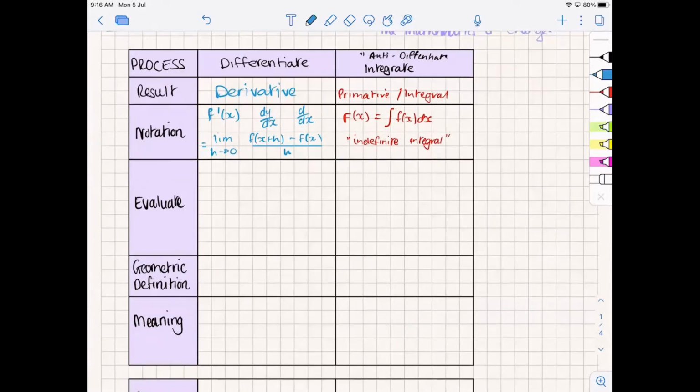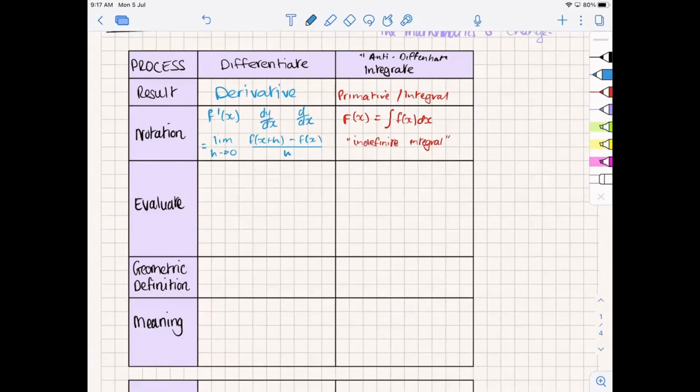When we evaluate derivatives, we evaluate them very simply. If I ask you to find me the derivative at x equal to 2, in other words, at the point where x is equal to 2 on the curve or the line, you tell me the gradient. You simply write f dash of 2. This is just an example.